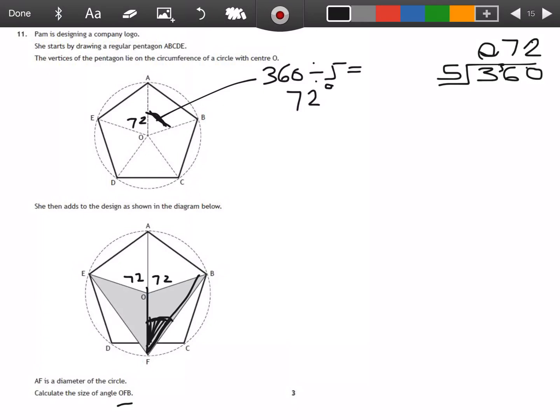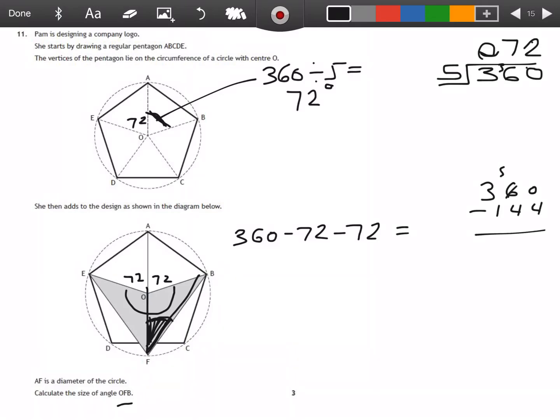Let's have a wee look now. These two are the same, the radius and the radius. We know that altogether it must make 360. Now, I'm going to take away those two 72s. 360, take away the two 72s. Two 72s are 144. Take it away. So it's 216 together for these 2 bits in the middle.